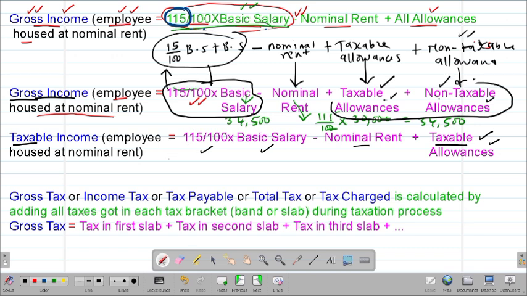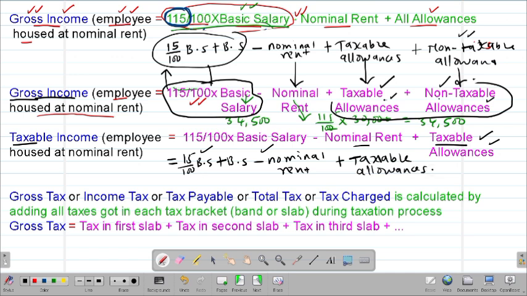So remember, this formula can still be rewritten as you take 15% of the basic salary, then you add the basic salary, then you less the nominal rent, then of course you add what we call the taxable allowances. You add the taxable allowances. So the difference is that for taxable income, we consider taxable allowances only. For gross income, we consider both taxable allowances and the non-taxable allowances.